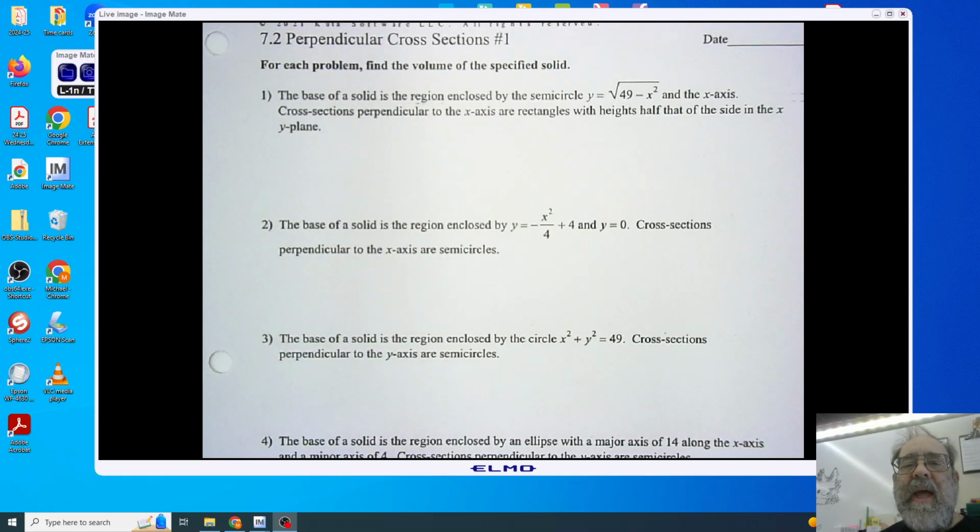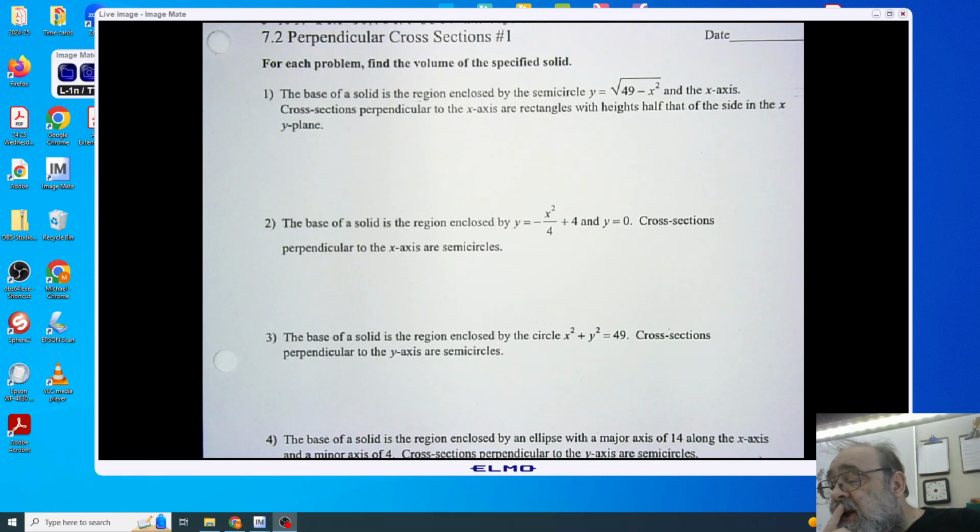Today we're going to be looking at perpendicular cross-sections using the worksheet that I have put in front of you. So we're going to be looking at semicircles, and we'll also have rectangles with half the width. Okay, so just be aware, we're going to start with number one.